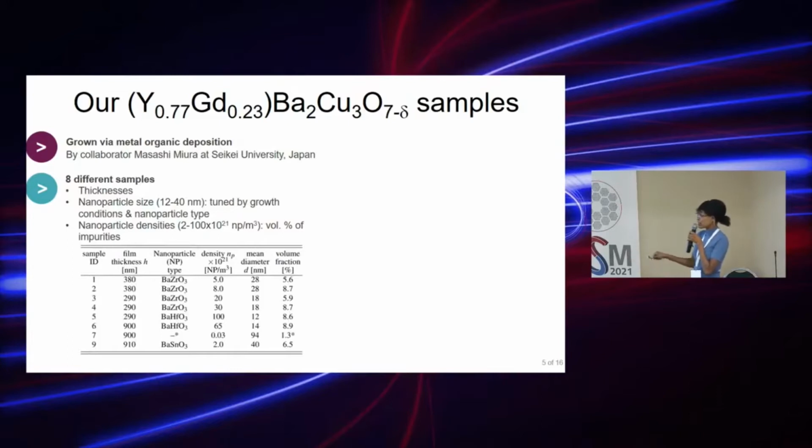This table here shows a summary of the samples that we considered in this study. I'd like to point out that in one of the samples, we have barium tin oxide nanoparticle inclusions. These are the largest ones that are present in the lowest densities. A few samples contain barium hafnium oxide inclusions. These are the smallest, and they're packed in at the highest densities.